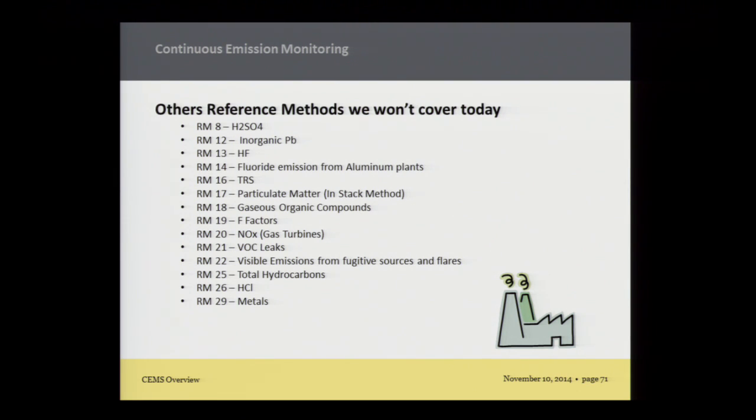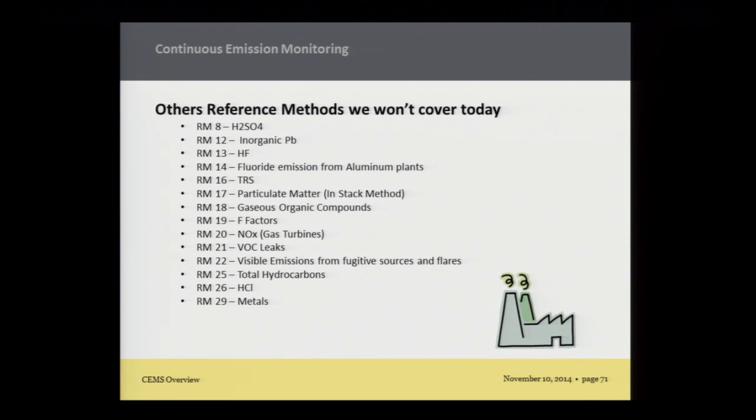PM, which is an in-stack method, is a little different setup. It just has a different filter on the front of the probe versus being a glass nozzle. And then you have a filter instead of a nozzle. And then you get into reference method 19, which is your F factors. That's how you establish your Fd for cases where you're establishing a flow. You get it from here.